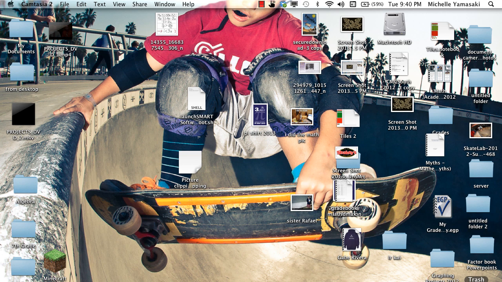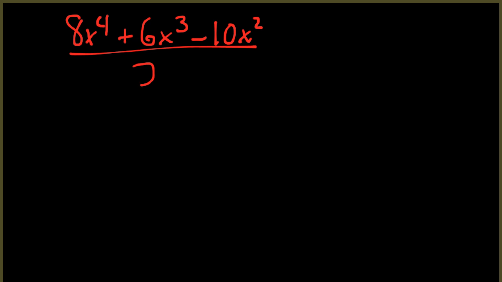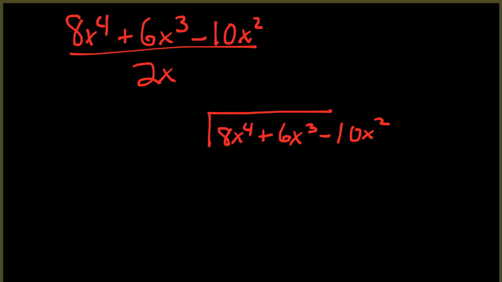Alright, I'm going to go on to the next one. Number 14, we're also dividing. This time, I'm dividing 8x to the 4th plus 6x to the 3rd minus 10x squared, all divided by 2x squared.